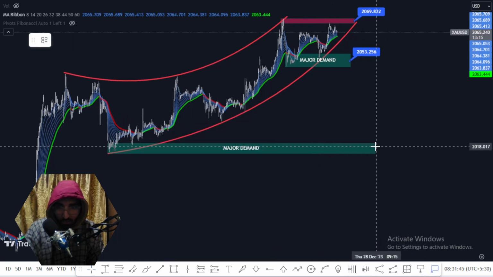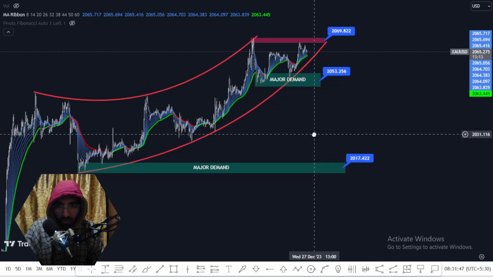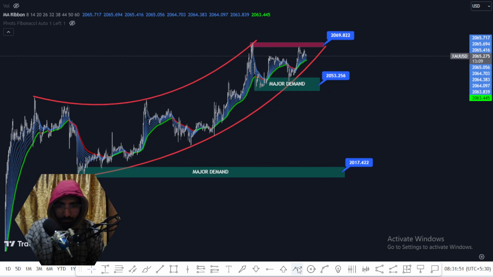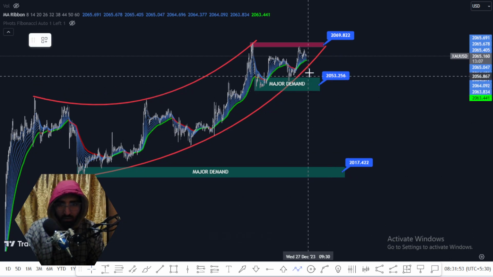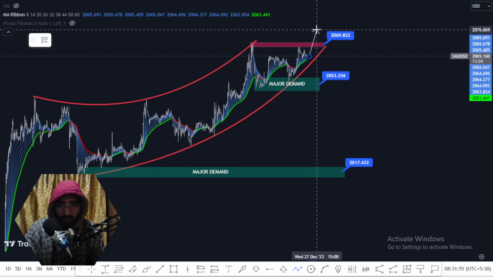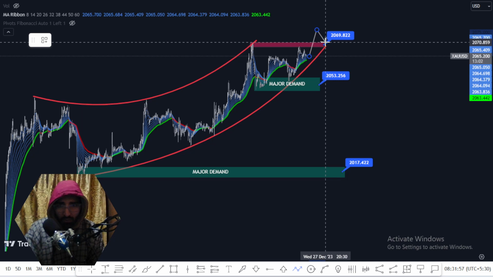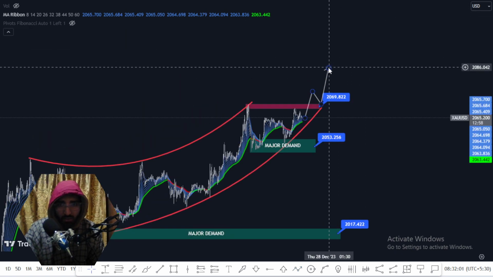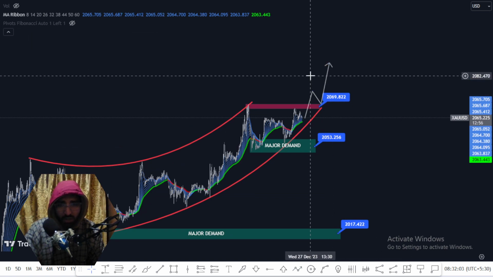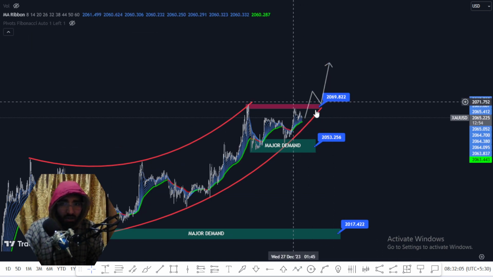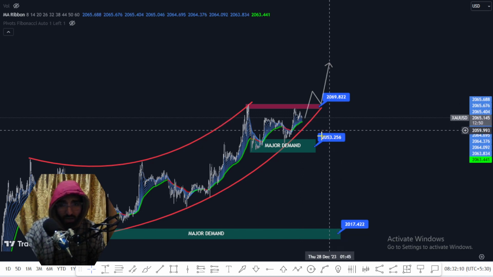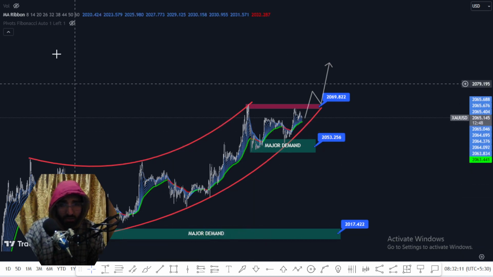So the traders who are holding their trades, how can they enter? First of all, for the long, wait for the breakout of this supply, wait for the retesting of this level, and then put your trade. For your targets, use the 1:2 risk to reward ratio strategy, based on the pivots.